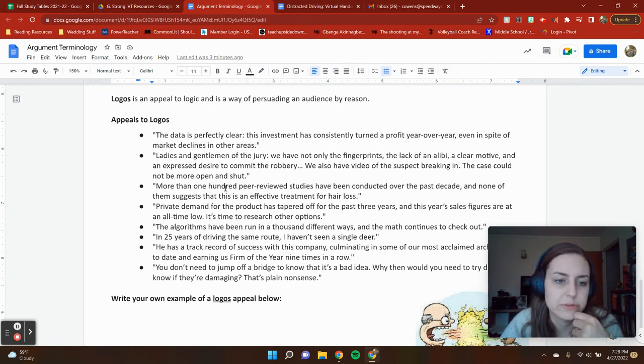So you'll see, like in the examples here, "The data is perfectly clear. More than 100 peer-reviewed studies have been conducted. The algorithms have been run in 1,000 different ways, and the math continues to check out." "You don't need to jump off a bridge to know it's a bad idea." Now, that one is not like a piece of data or a fact or a scientific study. That's just like common sense. They've logically deduced that it is a stupid idea to jump off a bridge, right? You shouldn't do that. That's still a logos appeal, right? They're still using reason and logic to convince you.